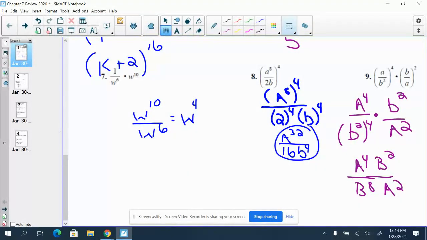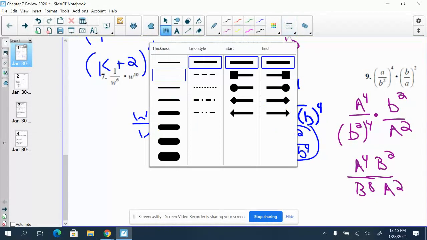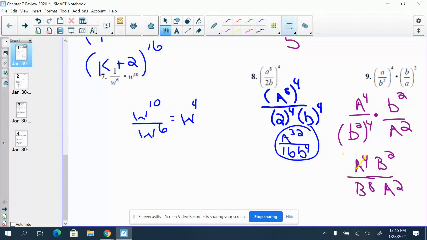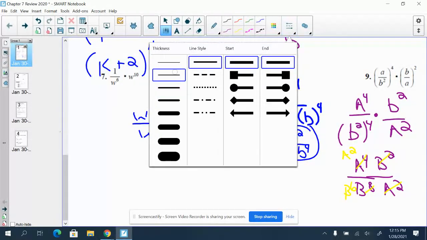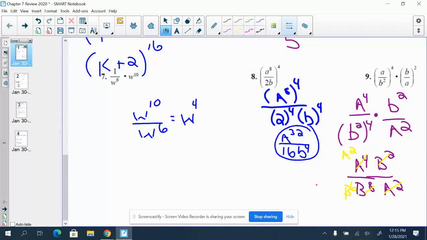So where do you have more a's, top or bottom? Top. Good. You have 2 more a's up there. You have 6 more b's on the bottom. So if you're going to write that as an answer, you just write down what you have left. And you have a squared over b to the 6th.